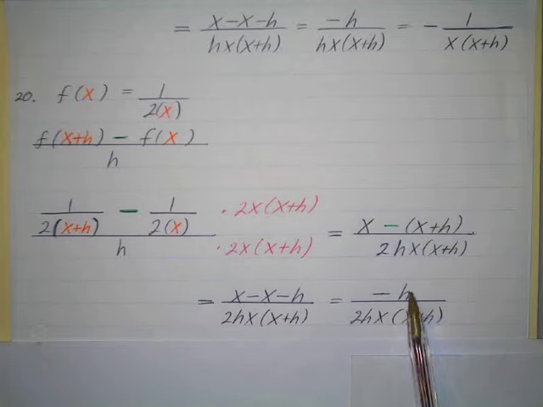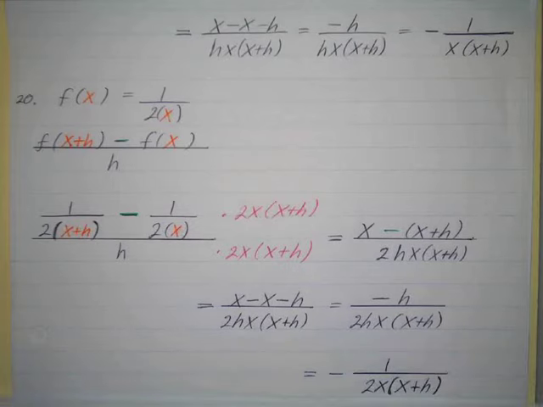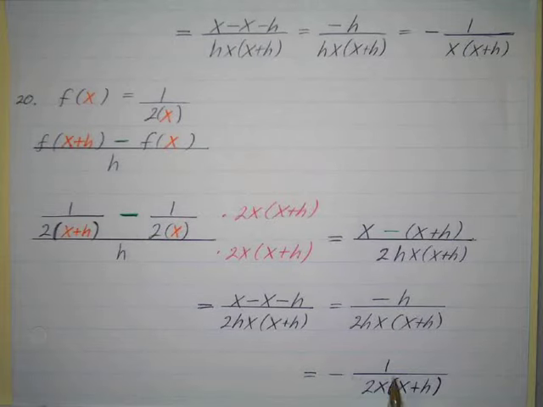And notice I've got factors of h in the top and the bottom, so I can cancel those. I can put the negative in front, and that's what you end up with: negative 1 over 2x times x plus h. Okay, so not too bad. You just have to follow the steps and be careful on your substitution. This has been known to give students a little trouble, so be careful on these.